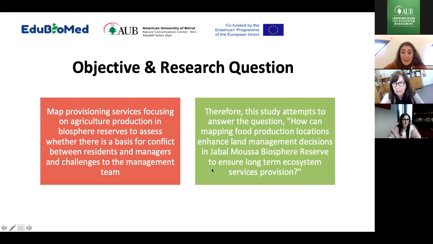So the objective of my study was to map the provisioning services that focus mainly on agriculture production in order to assess whether there's a basis of conflict between residents and managers, and whether there are any challenges for the team of the biosphere reserve. Hence, my study tends to answer the question: how can mapping food production in biosphere reserves enhance management decisions to ensure long-term ecosystem service provisioning?